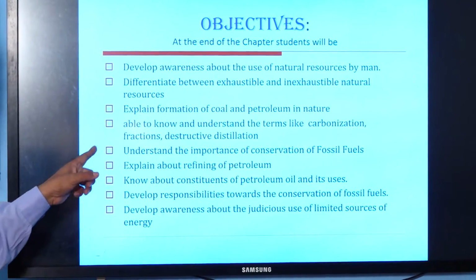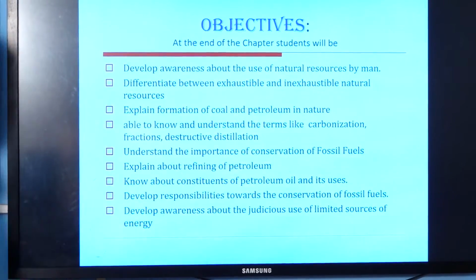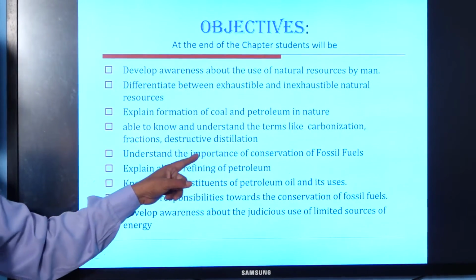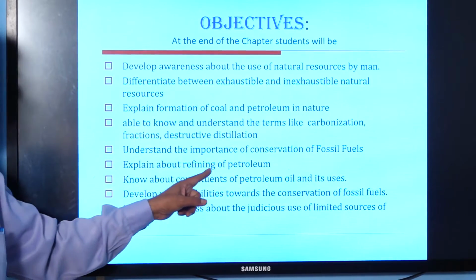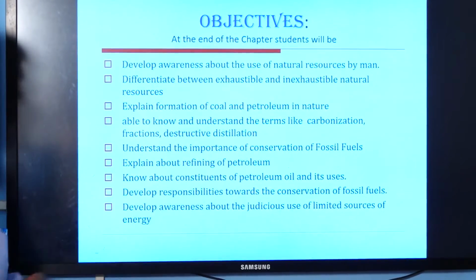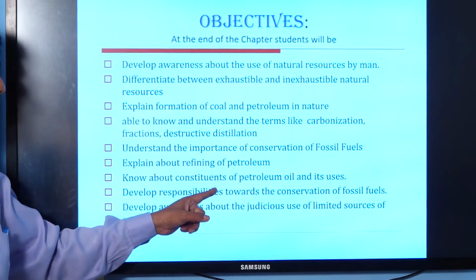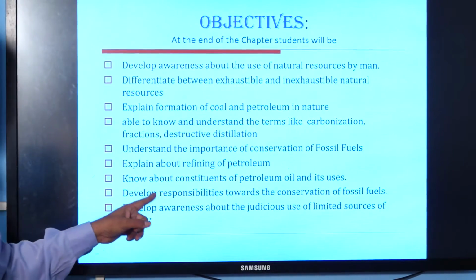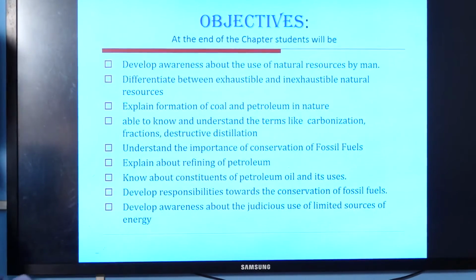They will be able to understand the importance of conservation of fossil fuels. They will be able to explain about refining of petroleum. They will know about constituents of petroleum oil and its uses. They will develop responsibilities towards the conservation of fossil fuels. They will develop awareness about the judicious use of limited source of energy.